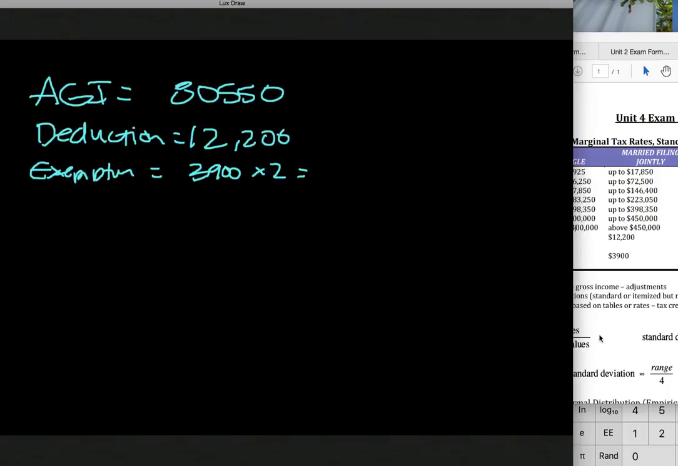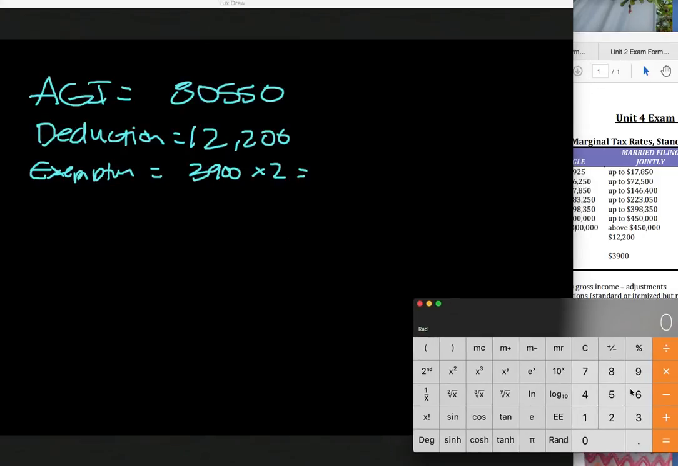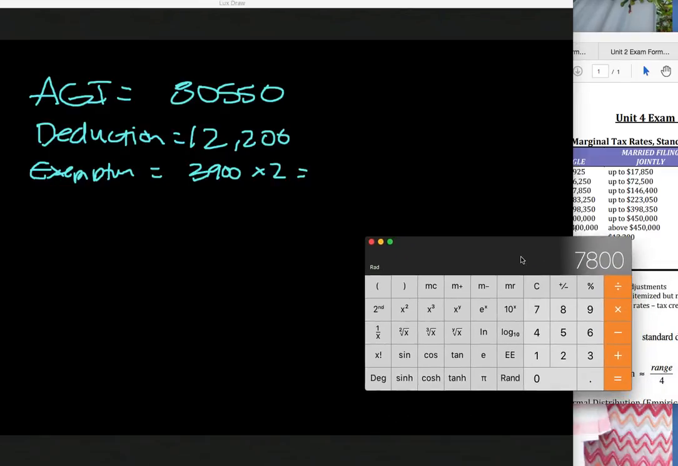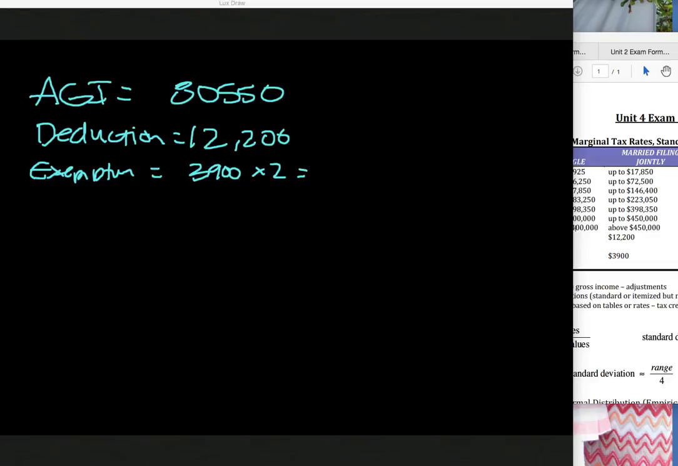We can calculate that right now. You can probably do that in your head, but I'm terrible at math in my head. I'm also terrible at math on a calculator, actually, it looks like. Okay, 7,800. So we'll put that there.